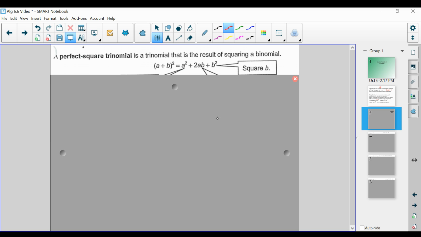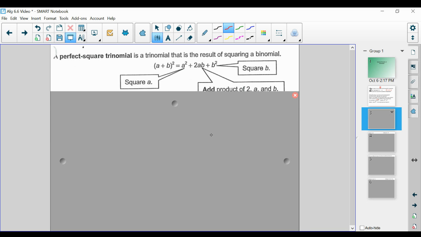I got it. Okay. So we're going to square a, which is that first term. So in the previous example, it will be 2x. We're going to square b, which is that second term. Again, in the previous example that was 3. And we're going to add the product of 2a and b. So we're going to multiply those two terms together and then double it. That's going to be a perfect square trinomial.